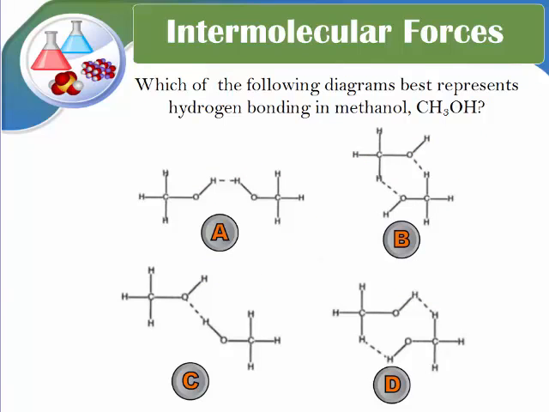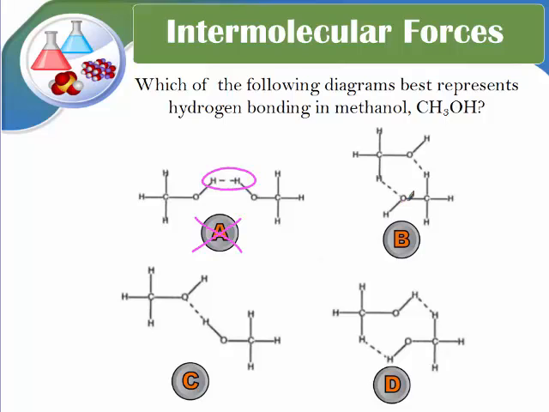Figure out which of these best represents hydrogen bonding in methanol. Restart when you have your answer. So A is incorrect because we have hydrogens attracted to hydrogens. And that's not how hydrogen bonding works.